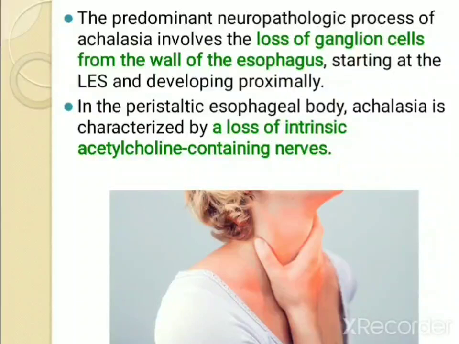The predominant neuropathologic process of achalasia involves loss of ganglion cells from the wall of the esophagus, starting at the lower esophageal sphincter and developing proximally. In the peristaltic esophageal body, achalasia is characterized by loss of intrinsic acetylcholine-containing nerves.